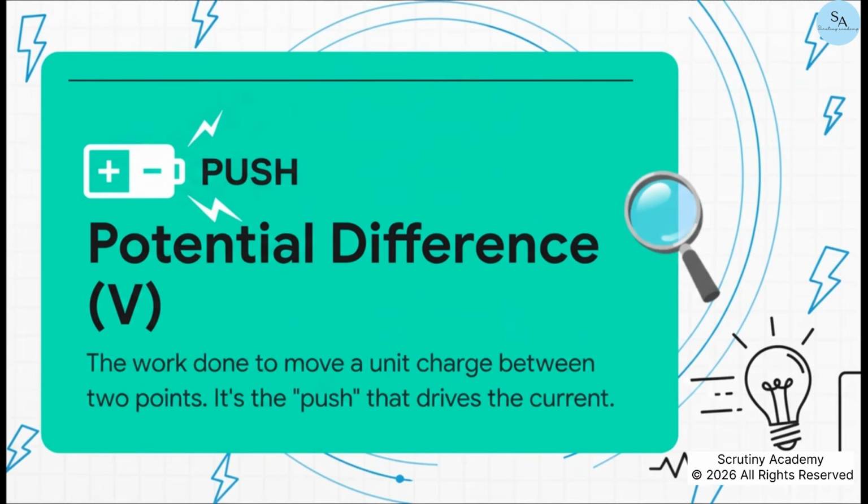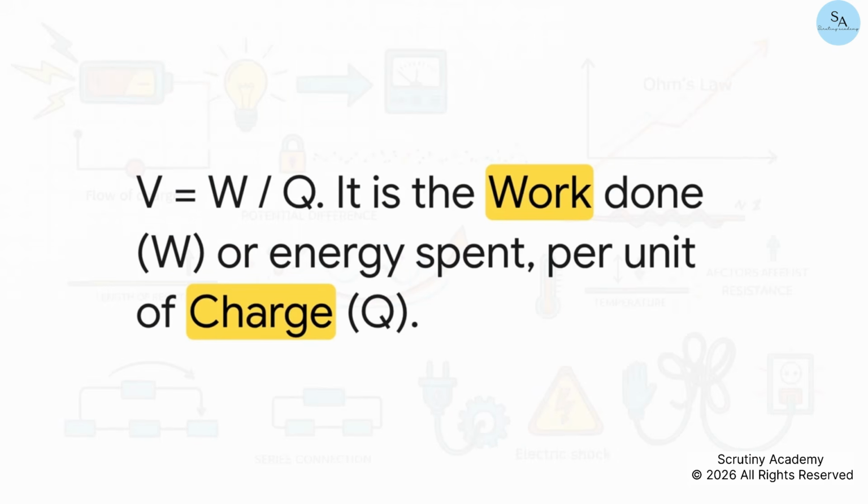You probably know it as voltage. It's basically the electrical pressure in a circuit. If you don't have any voltage, those charges have no reason to move, and you get zero current. No push, no flow. And of course, it has a formula. Voltage, V, is the amount of work done, W, or energy, for each unit of charge, Q. It tells you exactly how much energy each little charge gets to make its journey around the circuit.